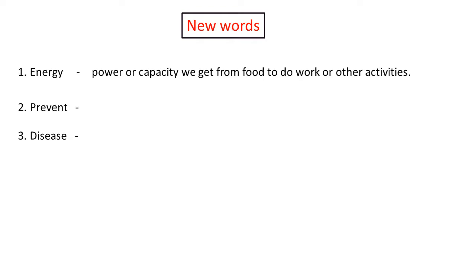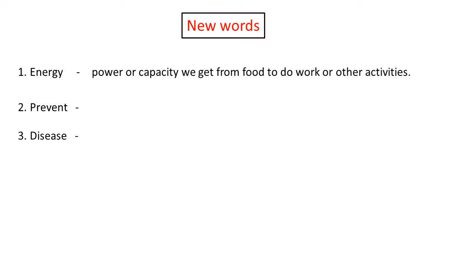For example, we want to write, we want to read, we want to speak, we want to walk. All these activities we can do if we have enough power, and we get this power from food. So that is nothing but energy. So we must have good energy, and we must eat good food for that. If we eat good food, then we will get sufficient energy.